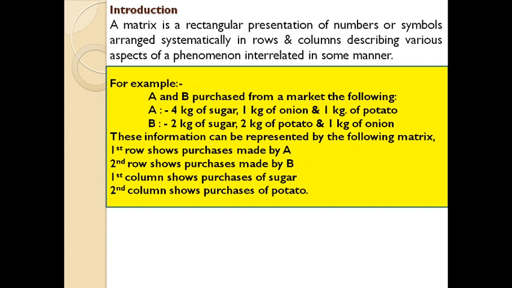See, here is a case. A and B are two persons. They purchase some items from the market, whereby A purchased 4 kg of sugar, 1 kg of onion, 1 kg of potato, and B purchased 2 kg of sugar, 2 kg of potato, and 1 kg of onion. So this is an information that happened in the market. We can represent the same information by a simple table consisting of rows and columns.